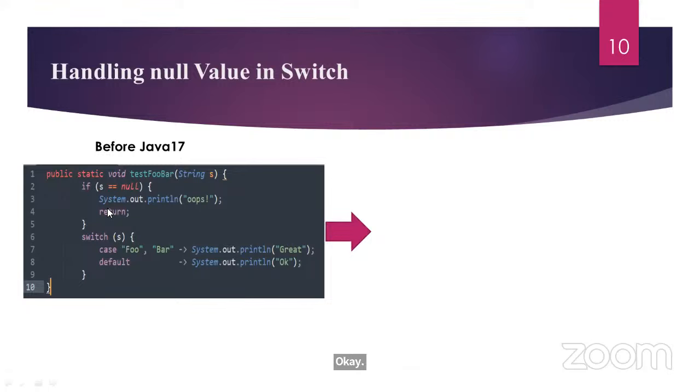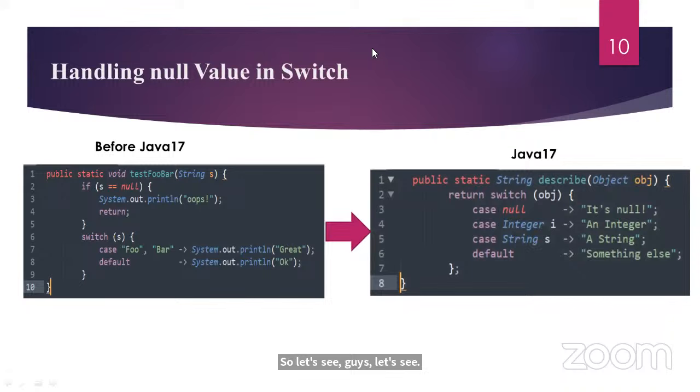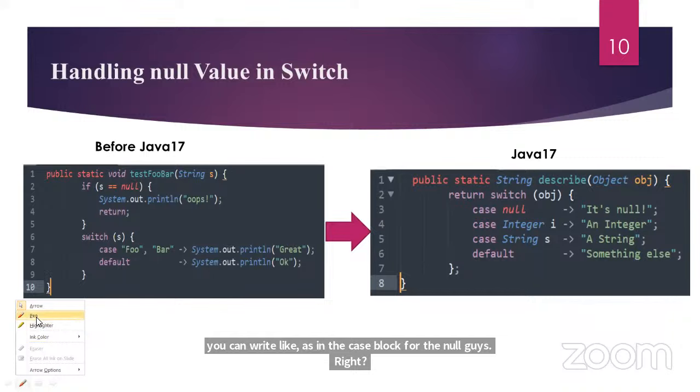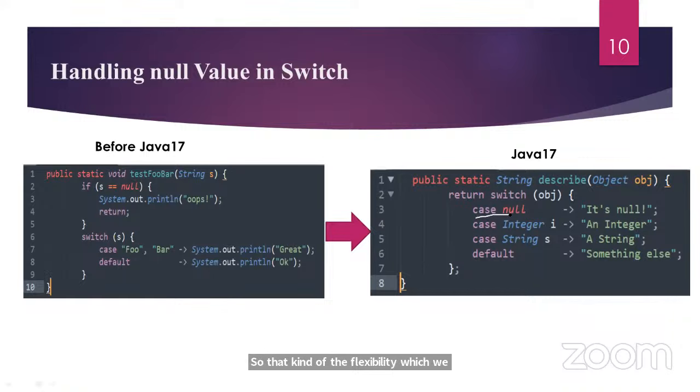Let's see how you can handle this. As you're already familiar, in Java 17, when you pass an object to the switch statement, the object may be null. You can write a case block for the null. That kind of flexibility we have in Java 17, right?